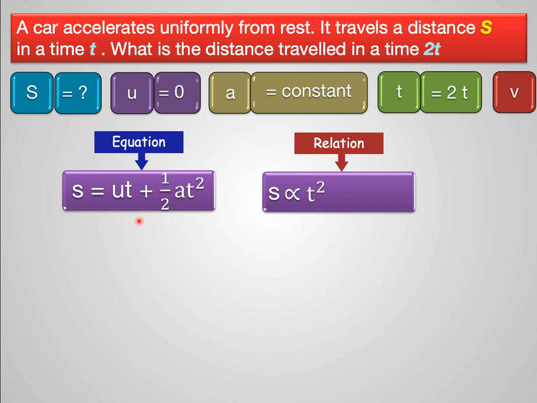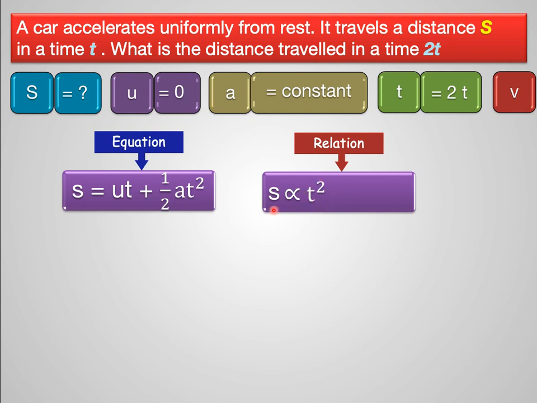You remove all the quantities which are 0 and you remove all the constants. Constants for this particular question may not be a constant for another question. The meaning of this statement, s is proportional to t square, is whatever happens to t square, same thing should happen to s. For example, if the right hand side increases by 10 times, the left hand side also should increase by 10 times. The right hand side means t square. Remember, it's not time, it's time square.